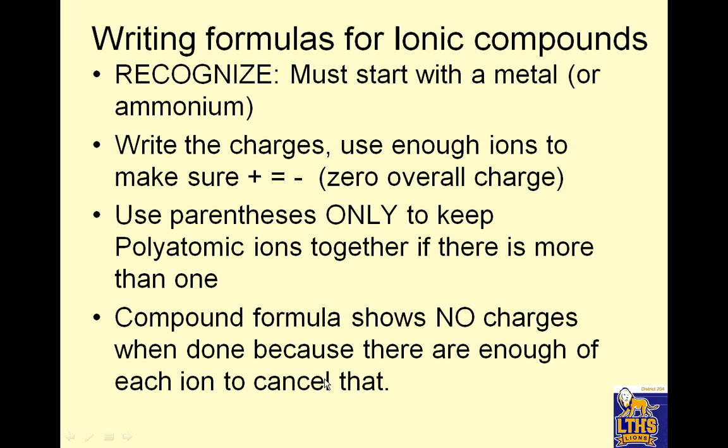Well, there are, but first of all, here's how you write formulas for ionic compounds. First, you recognize that you're starting with a metal or ammonium. You have to recognize it's ionic. Then make sure you know the charges on each ion. Then use enough ions to make sure the positive equals the negative, so it's 0 overall. When to use parentheses? Only to keep the polyatomic ions together if there's more than 1 that you need to cancel charge.